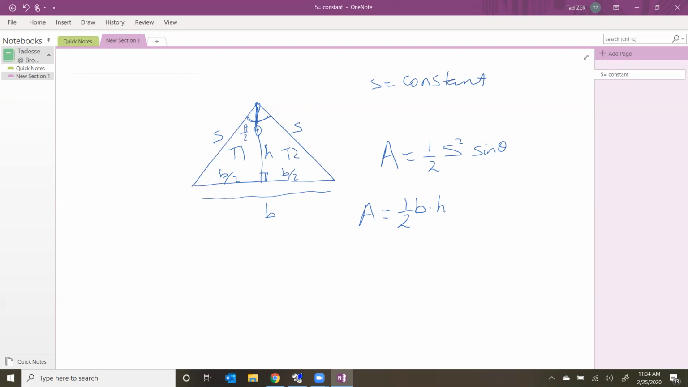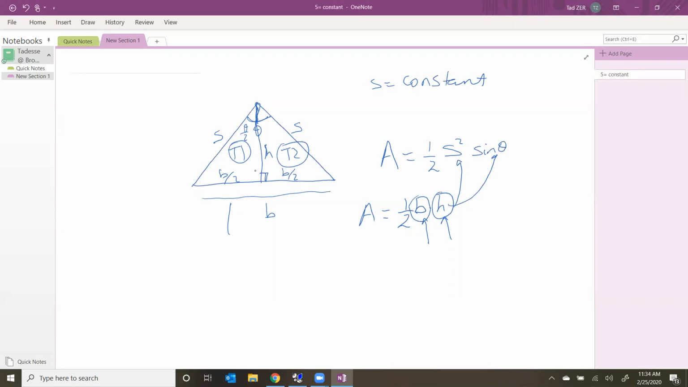Now we have to express this b and h in terms of s and an angle theta. It can be sine or cos, whatever. So we want to get rid of b and h. B represents the base. H represents the height of the triangle. By the way, these two triangles, T1 and T2, are called congruent right triangles. Congruent means they are copies, and they are right triangles because the angle here is 90 degrees. Right triangle means it has a 90 degree angle.